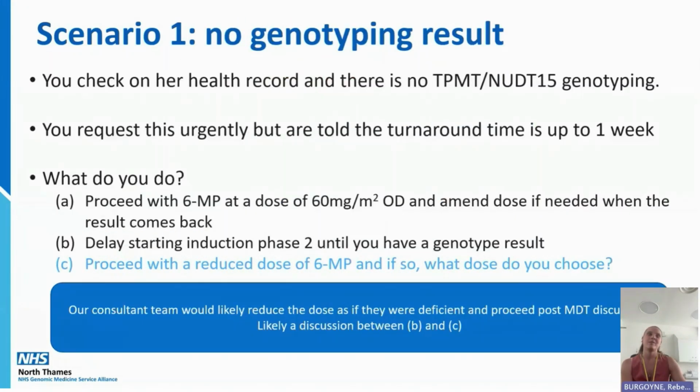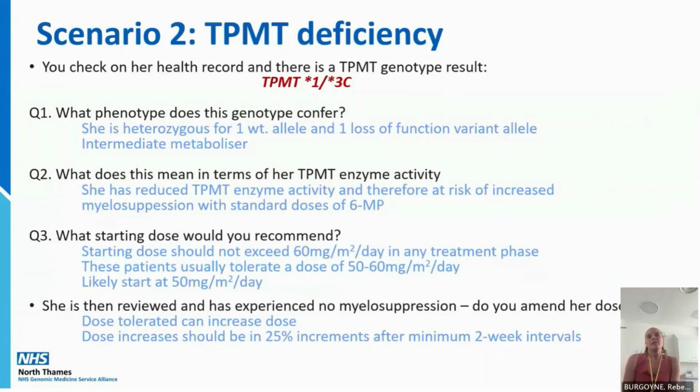Okay, so the next scenario was a TPMT deficiency. So essentially you check on the health record and there is a TPMT genotype result, and it is TPMT *1 *3C. So what phenotype does this genotype confer? So essentially she's a heterozygote. She's got one wild type allele, which is the *1, and she's got one loss of function variant allele. So that makes her an intermediate metabolizer.